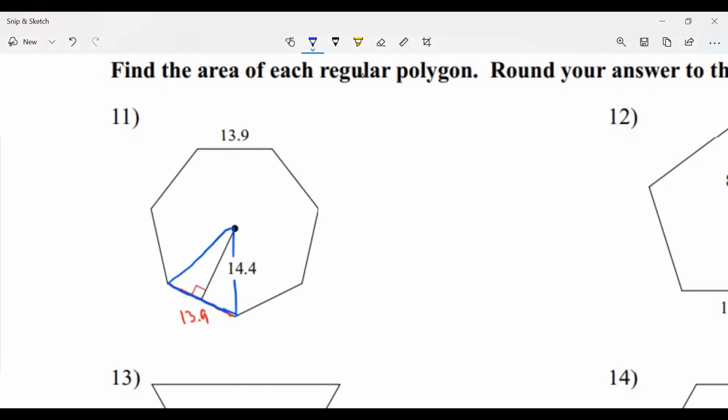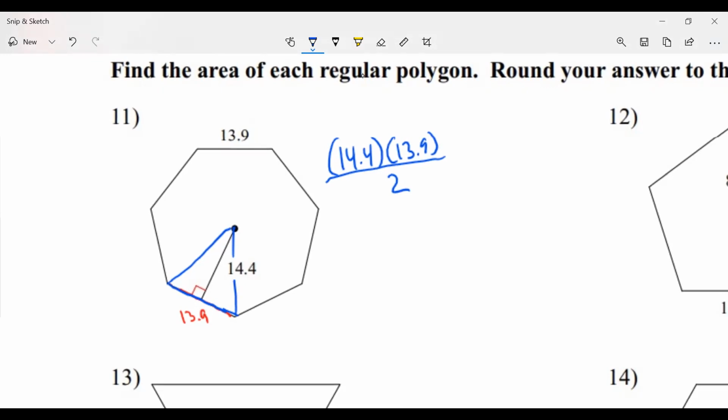The two numbers that make the 90 degrees are 14.4 and 13.9. I know for the area of this triangle, I'm gonna go 14.4 times 13.9, and whatever I get, I'm gonna divide this by 2. That's gonna give me the area of that triangle.